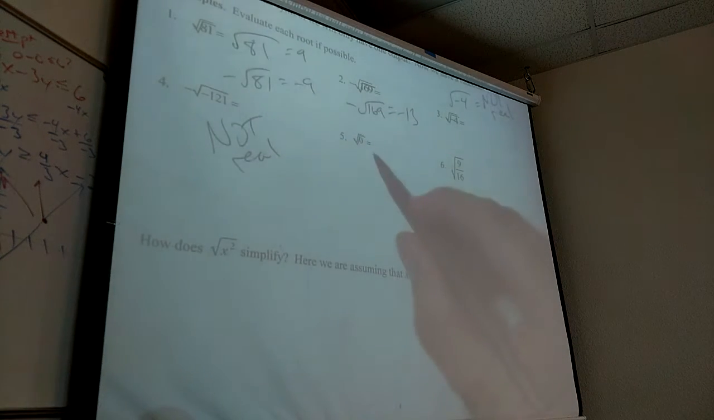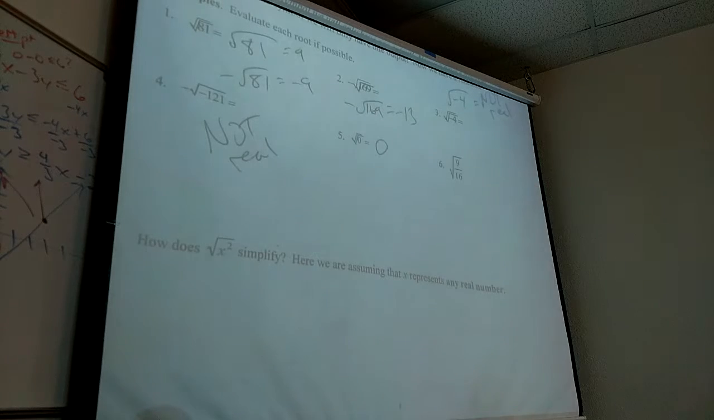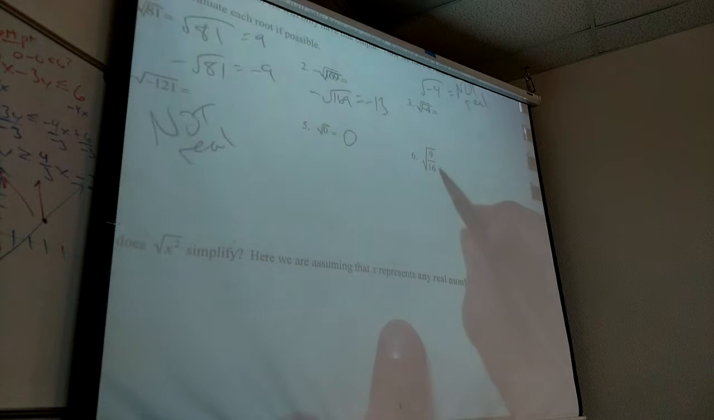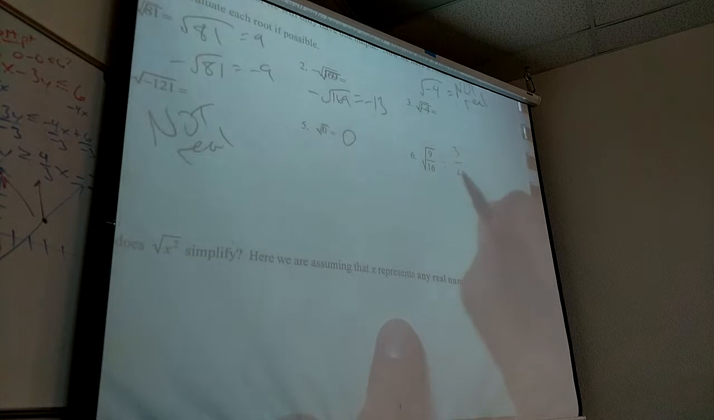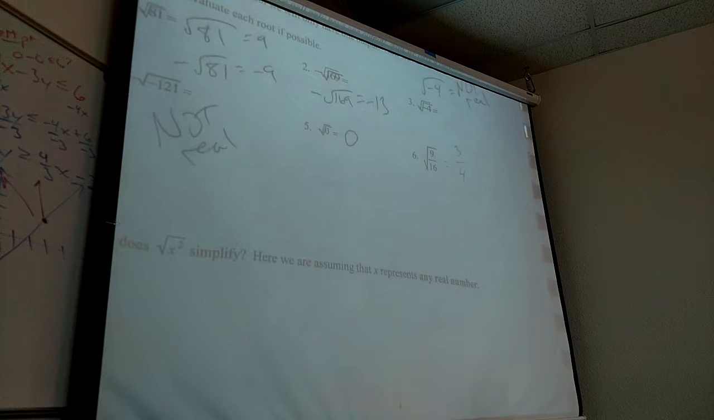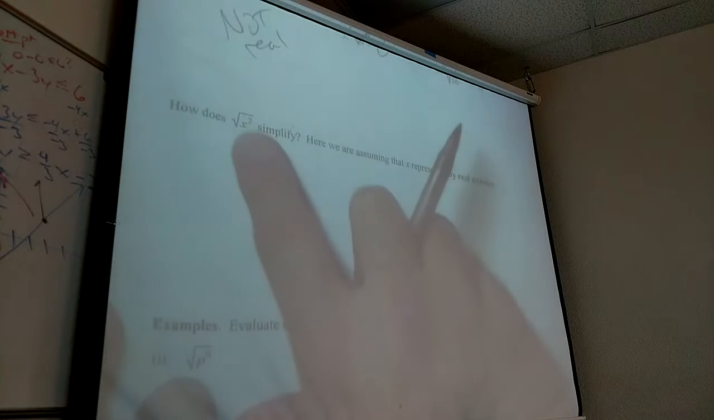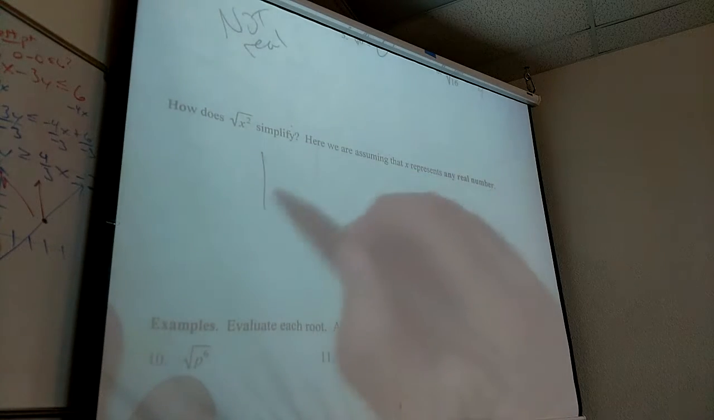What about square root of 0? 0. What about this weird thing? 3 over 4. Yeah, square root of 9 is 3, square root of 16 is 4. Don't make any big deal about fractions. You just attack top and bottom separately. I like it. Oh, yeah, I knew they were going to do this. So now we know that that's going to be the absolute value of x.